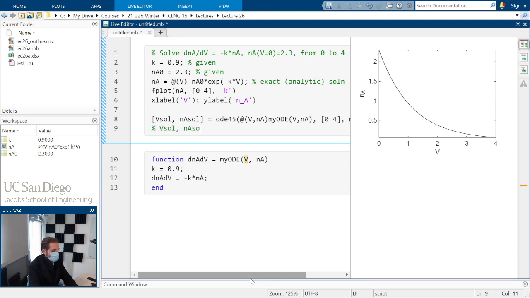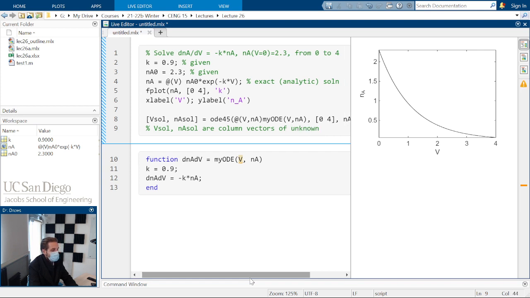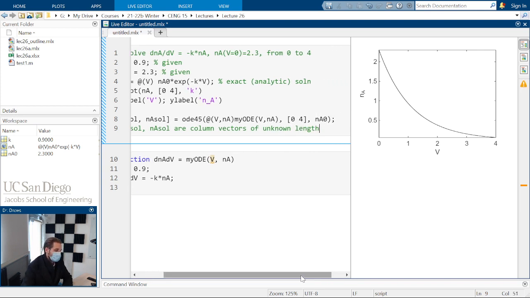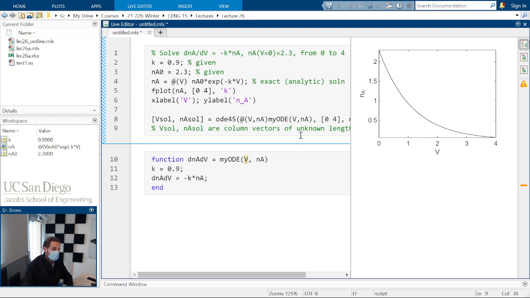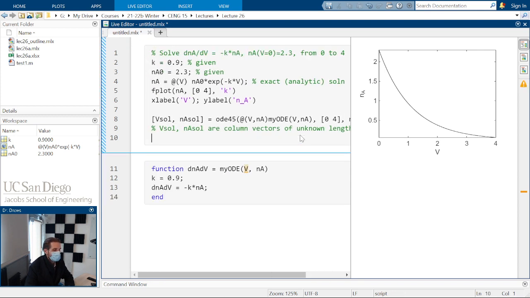VSOL and NASOL are vectors. Specifically, they're column vectors. But they're always going to be of unknown length. There are ways to set the length of those ahead of time so that you know how many elements they're going to be. But ODE45 is going to pick enough elements of V so that it gets a pretty good answer. We don't know how many that is ahead of time, and usually we don't care. We just let it do its thing. It's usually on the order of 50 to 100 elements, but it's kind of arbitrary. It can be a lot of different numbers.